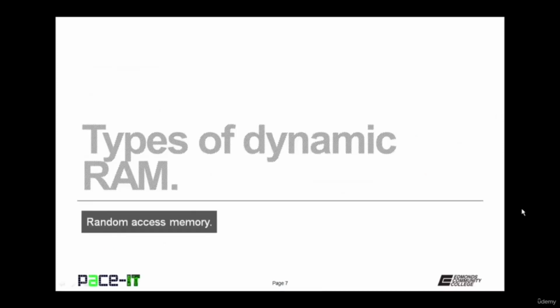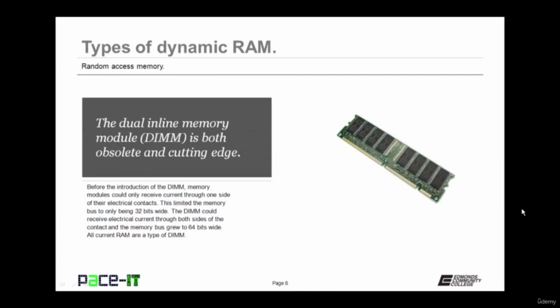Now let's talk about types of dynamic RAM. We begin with the dual inline memory module, the DIMM. Now the DIMM is both obsolete and cutting edge. Before the introduction of the DIMM, memory modules could only receive current through one side of their electrical contacts. This limited the memory bus to only being 32 bits wide. The DIMM could receive electrical current through both sides of the electrical contact, and the memory bus grew to 64 bits wide. All current RAM are types of DIMM.